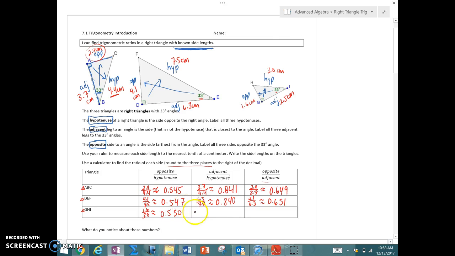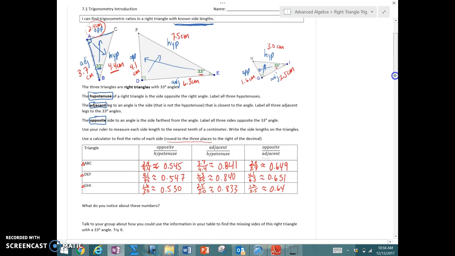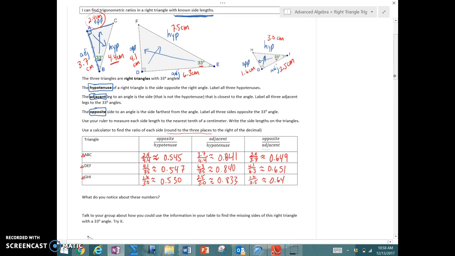The adjacent over hypotenuse, I got 2.5 over 3.0, which is about 0.833. And finally, I got 1.6 over 2.5, which is about 0.64. Okay? So now the next question is, what do you notice about these numbers? I'm not going to write anything down, but we are going to talk about it.